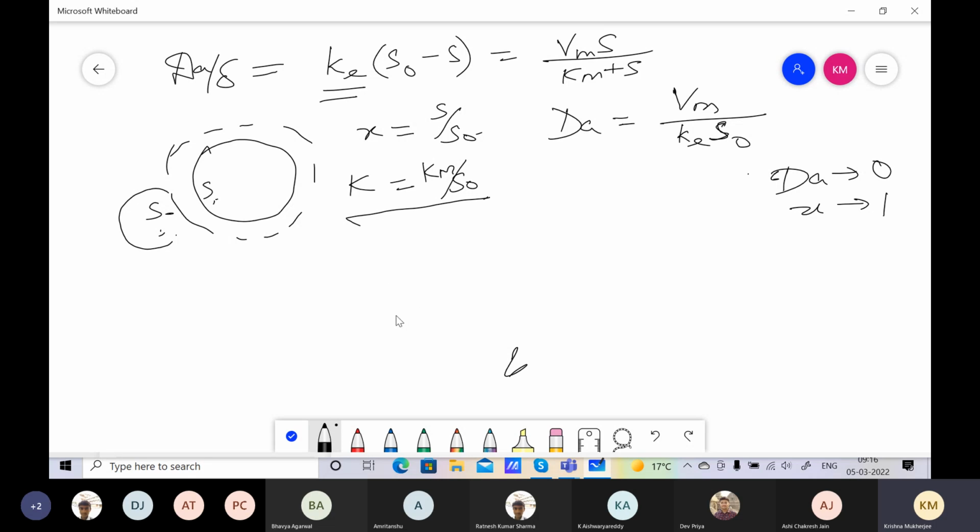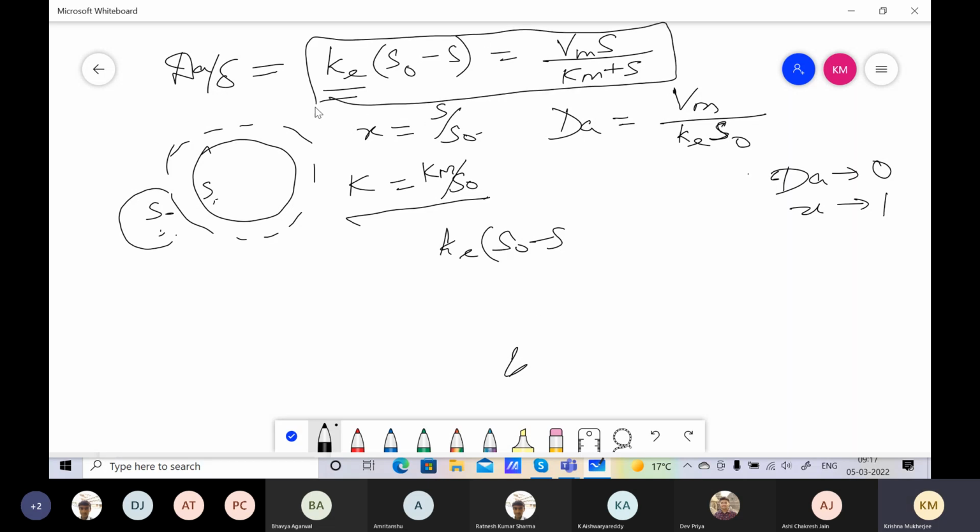Right. So what do we have here? What is the basic expression for the Damkohler number? Ke. Come on, let us have it. S naught minus S. Or let us take this is the basic equation, so we write it in terms of the Damkohler number. Let us write it as Ke S naught, no, sorry, Ke S naught times (1 minus S by S naught). Okay, and let us bring the Vmax this side, is equal to S upon Km plus S.